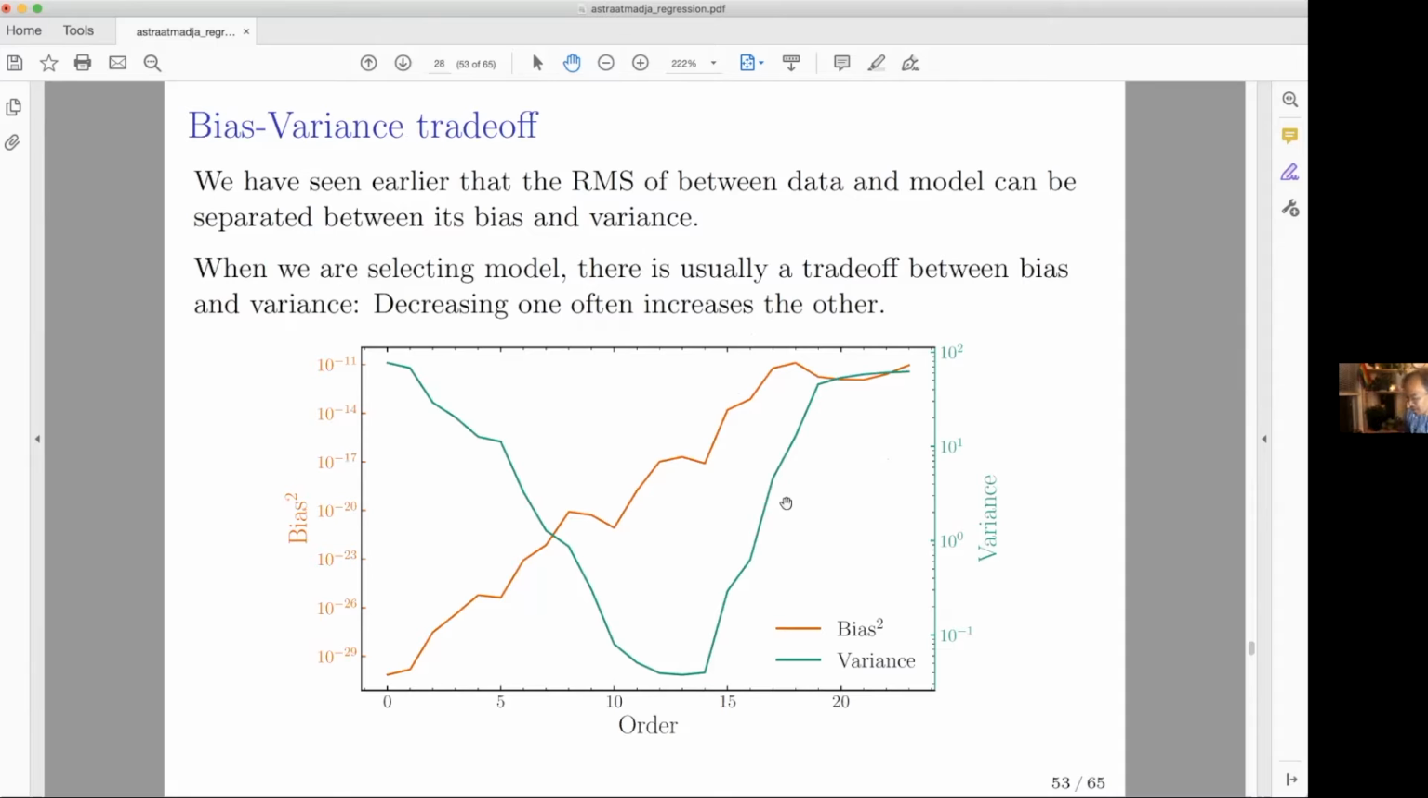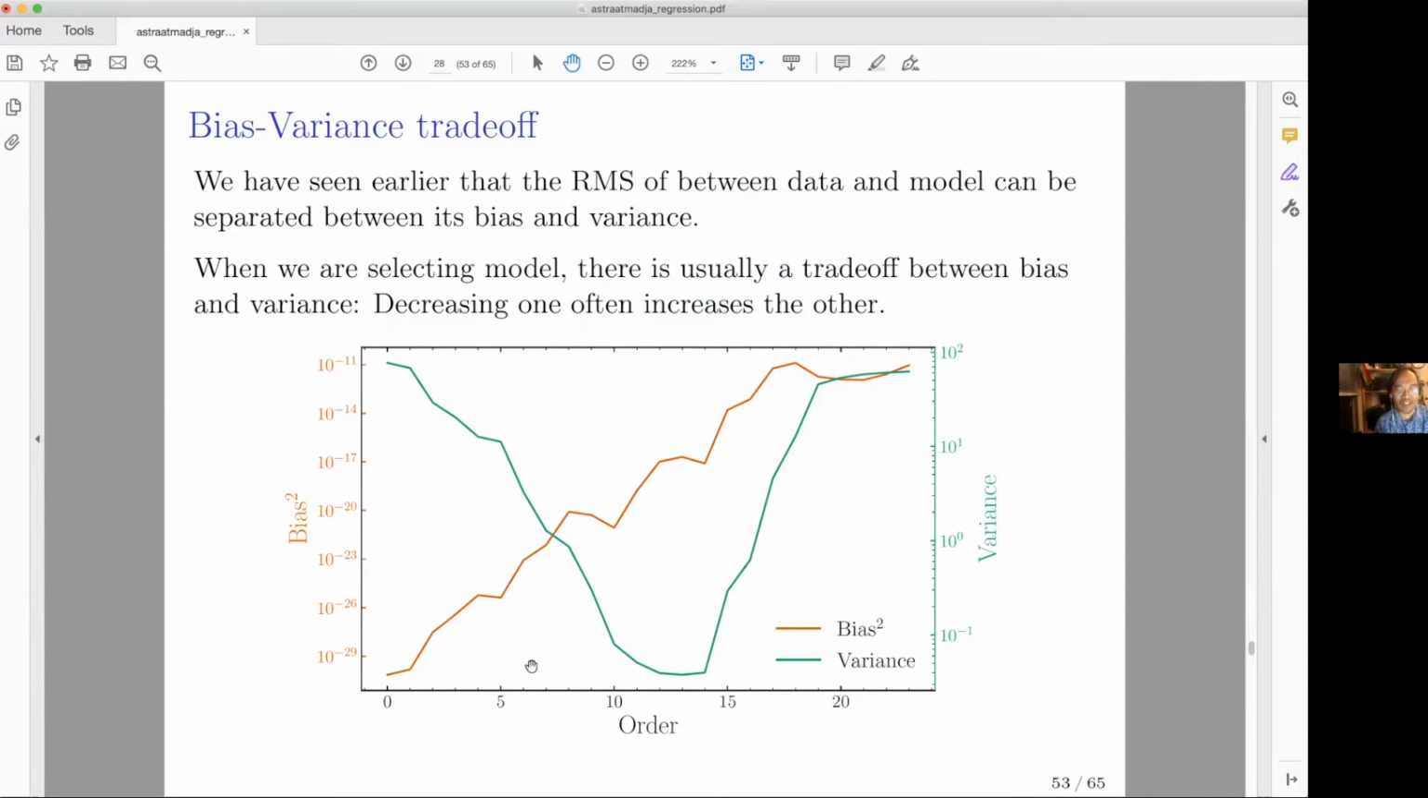Now, another concept that I'm going to discuss here is what we call a bias variance trade-off, and this is an exchange. Sometimes we cannot win both. Remember, a good model is where we have zero bias and zero variance, or at least the numbers are very small. So we have small bias and small variance. But sometimes we cannot get both. So when we are selecting a model, there's usually a trade-off between bias and variance.